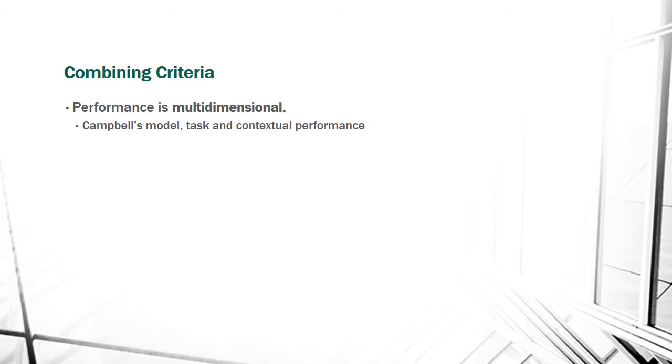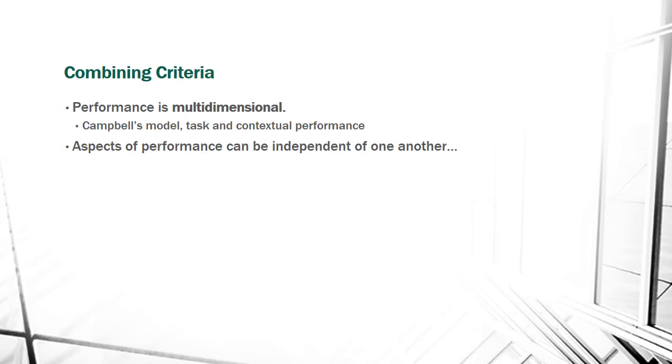As we've been discussing, performance on most jobs is multidimensional. We've been talking about Campbell's model and the many different dimensions of performance that he identified. We've talked about the difference between task and contextual performance. In fact, it's very, very rare in the workplace that we really just expect somebody to do one thing and only one thing. This gets complicated when we go to assess performance because those different aspects of performance don't necessarily have anything to do with one another.